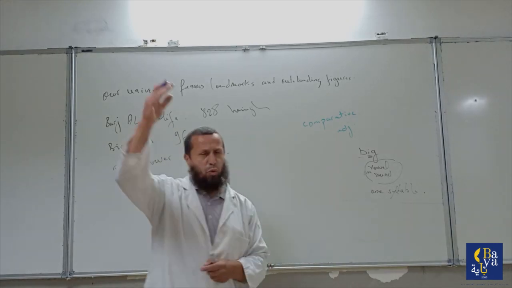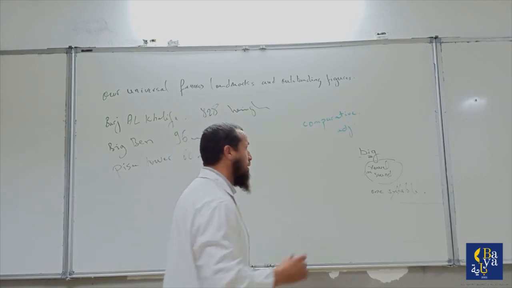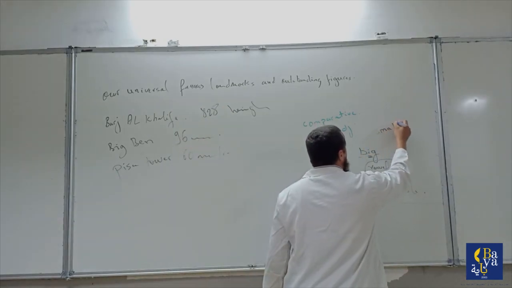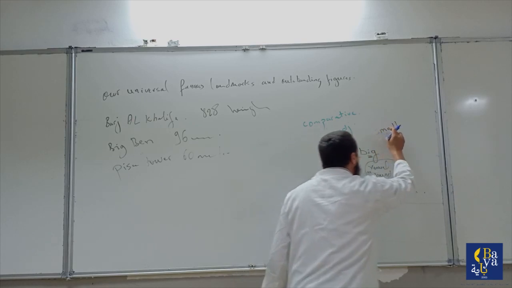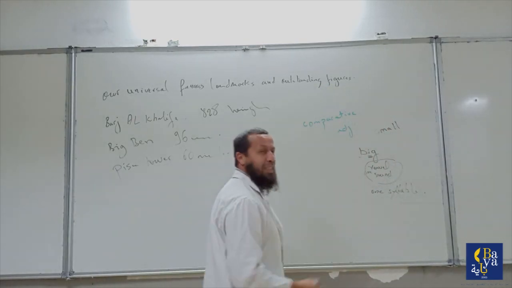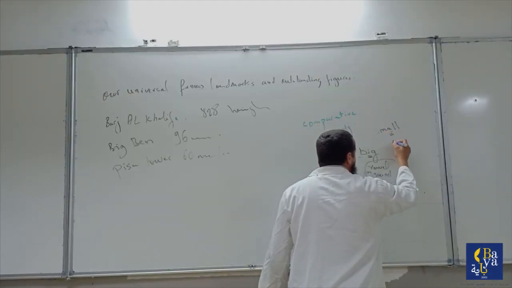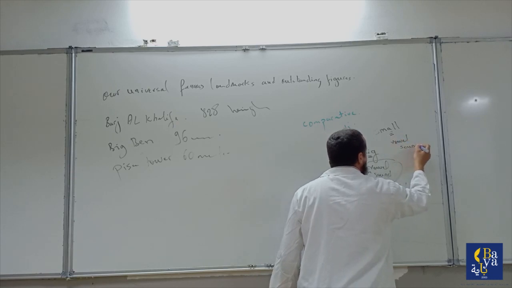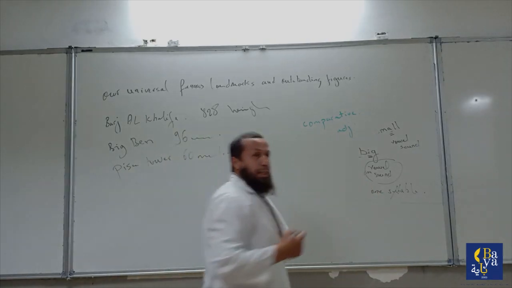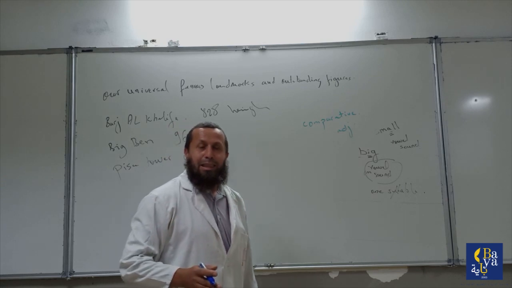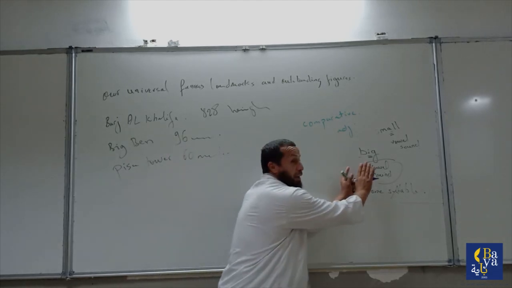Now, we can have so many short adjectives. Small. How many letters are there here? 1, 2, 3, 4, 5. Five letters, but it's a short adjective. Why a short adjective? It has only one vowel sound, which is O. Small. We can have tall, kind, and so on. These are the short adjectives. So this is the first one.